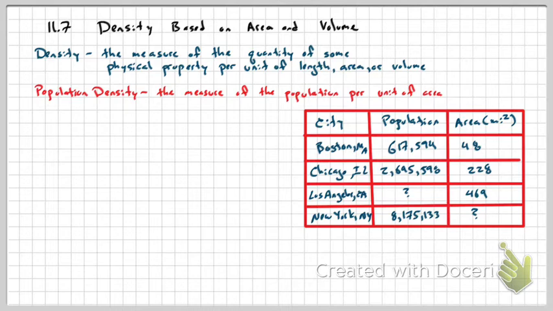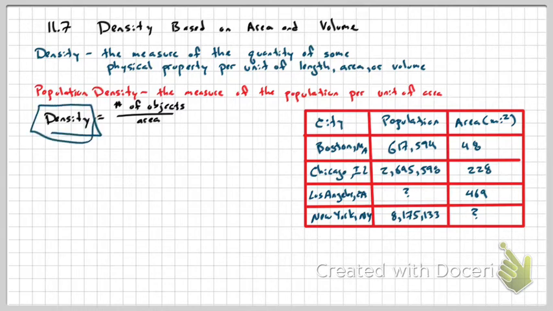So the first thing we do is we learn a formula. How does population density work? How is it found? It's actually really easy. Population density equals, this is a number we're trying to find, or a number we're given, the number of objects, in this case the number of people, divided by the area in which they live, or divided by the area that's being covered.